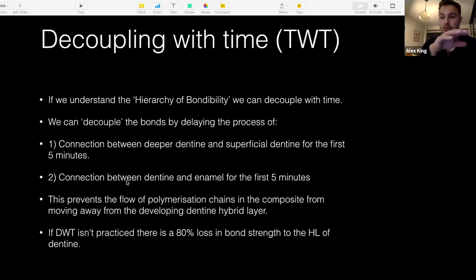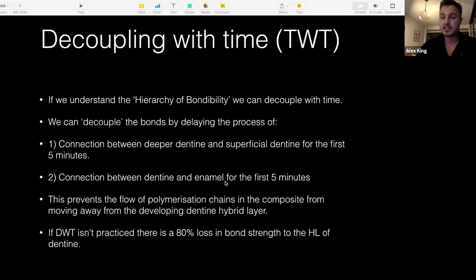And then build your enamel up slowly, after that 5 minutes has passed. Fine, your dentine strength in your hybrid layer has reached 80% of its strength, and then we can connect the enamel. But we need to make sure that the bond to the dentine in the hybrid layer has matured, decoupled from the rest of the restoration before we start trying to bond to enamel. So like I said before, it prevents the flow of the polymer chains and the composite from moving away from the dentine hybrid layer. If we connect to enamel, it will want to move towards the enamel because its affinity to bond to enamel is much greater.